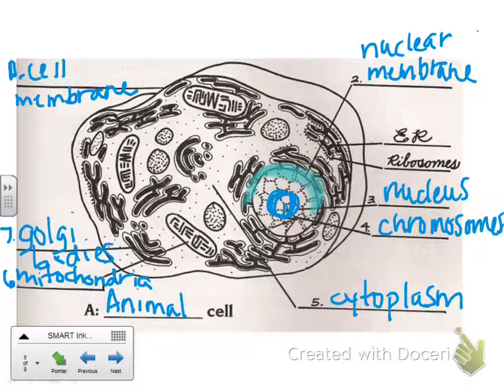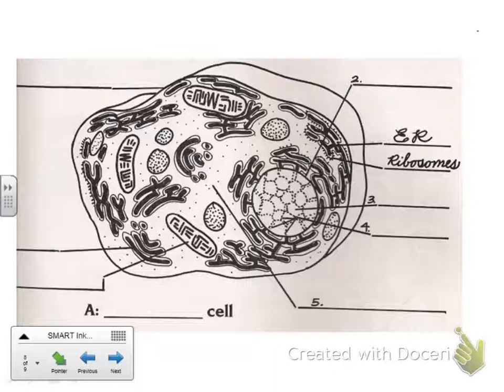Our next cell is the plant cell, so go ahead and make sure you've got it labeled. I noticed that some of you already did, which is good.